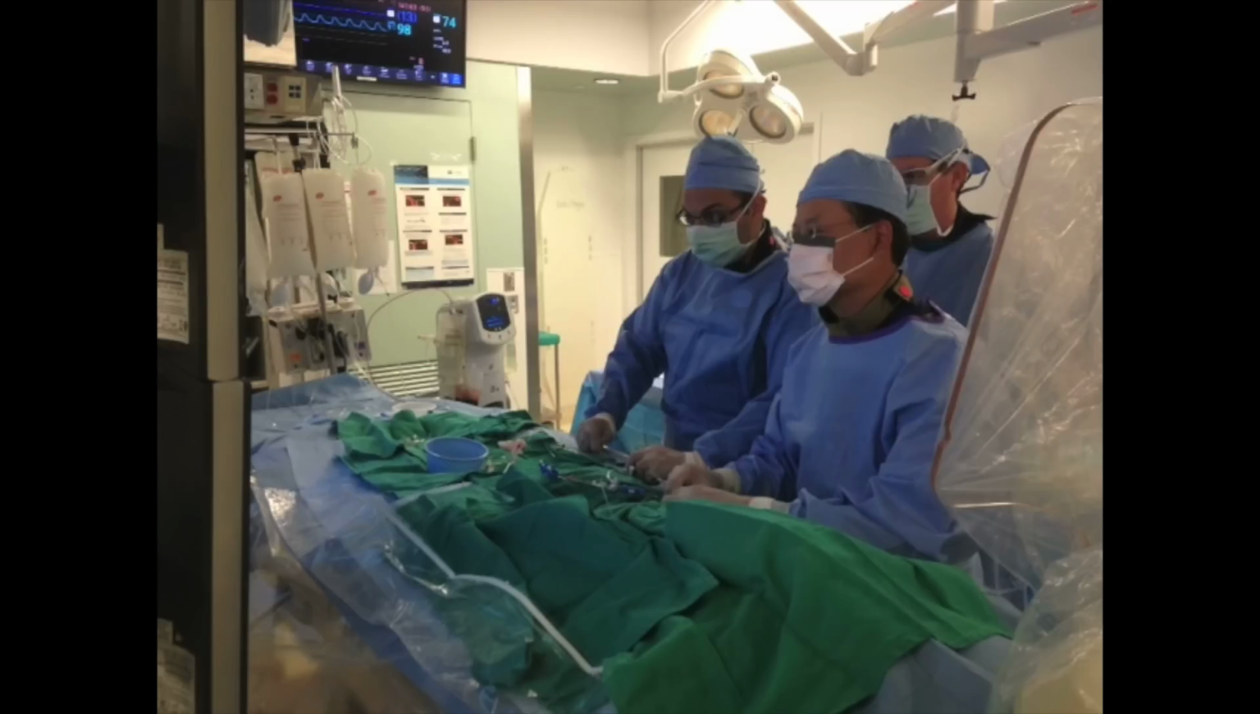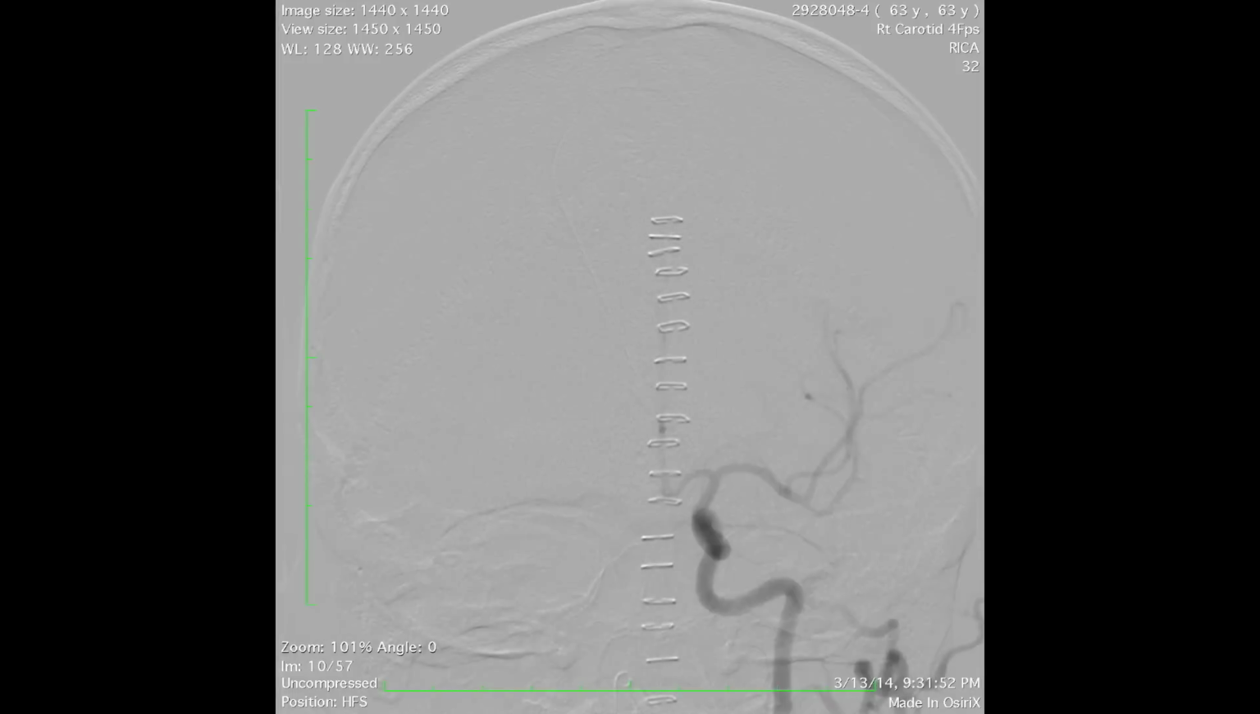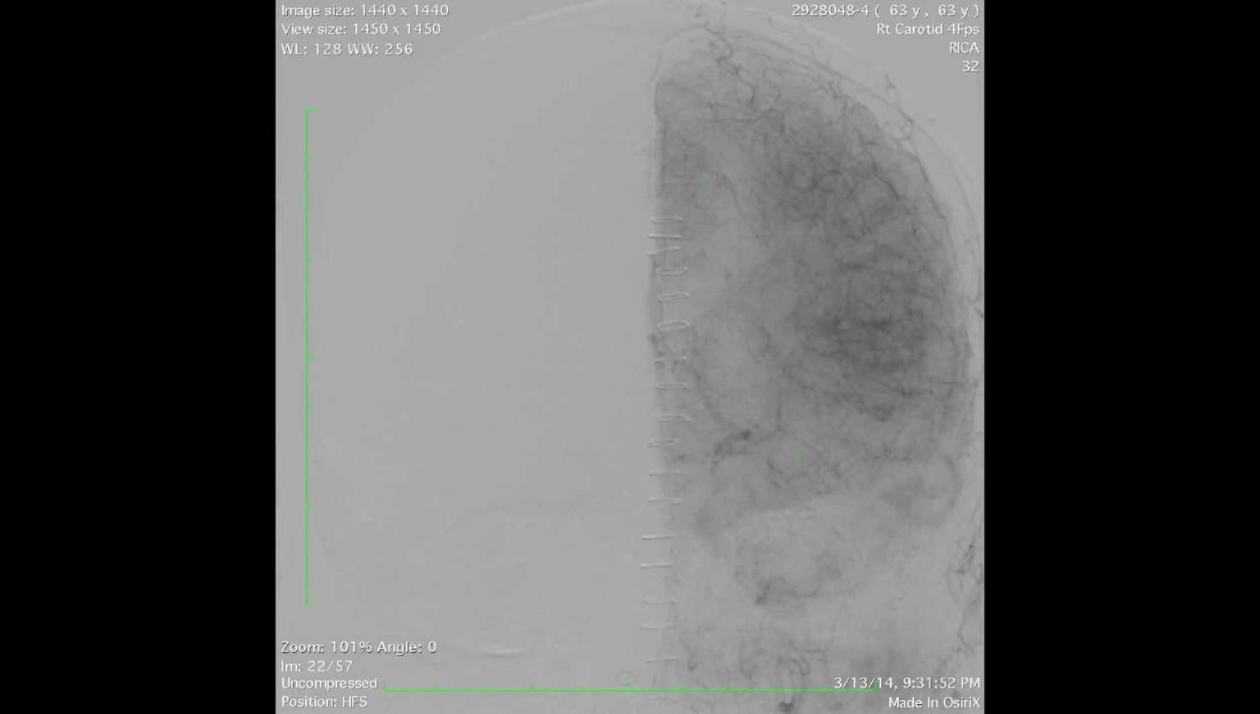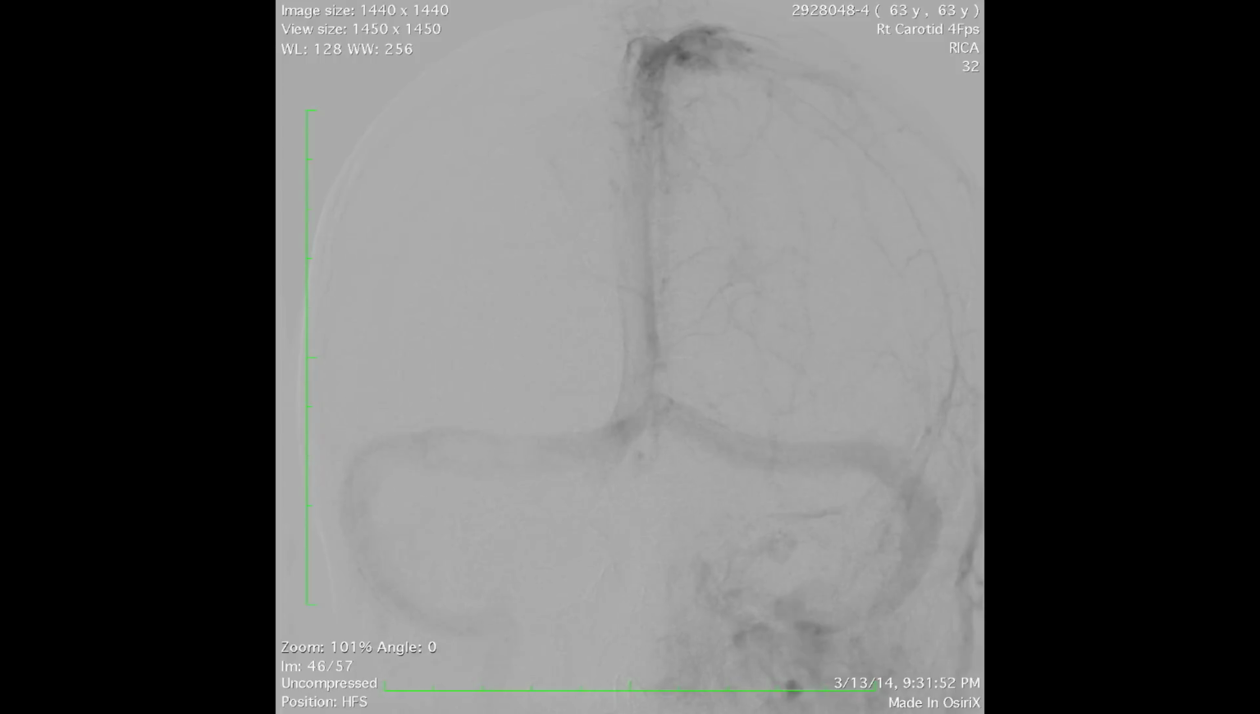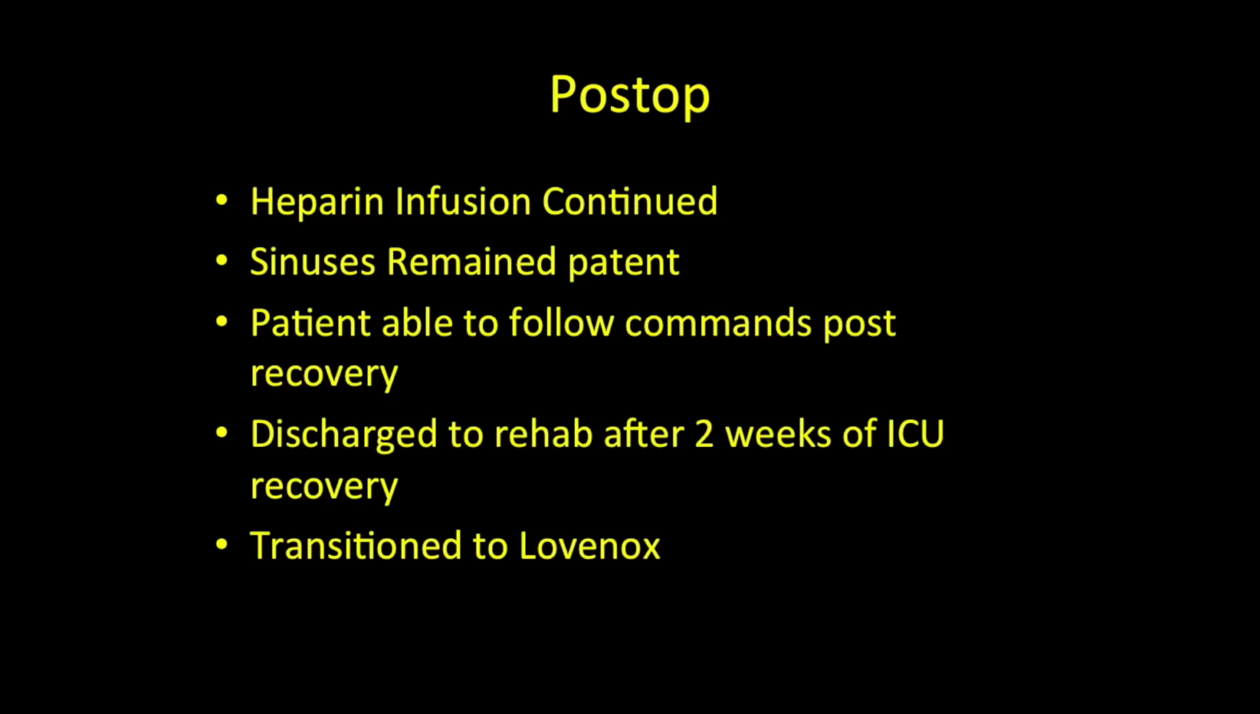And finally, the angiographic run after treatment demonstrates a much improved cerebral transit time, improved venous drainage with patency of the sagittal and transverse sigmoid sinuses bilaterally. The patient had the heparin infusion continued post-operatively. The sinuses remained patent. The patient was able to follow commands and was discharged to rehab, and finally transitioned to Lovenox.